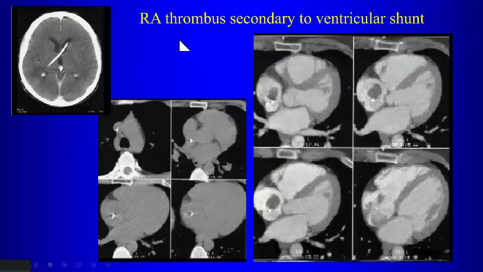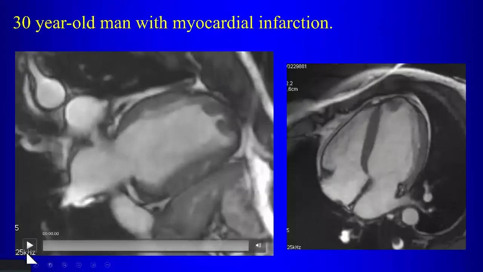Now, it's also common to develop thrombus in the right atrium, especially in patients who have central lines or catheters. So this is a patient who has a ventricular shunt, and the shunt is extending down the superior vena cava into the right atrium. So patients with central lines or any kind of catheters going into the right atrium, it's common to develop clots around those lines too. So that is also a predisposing factor for developing thrombus within the atrium, okay?